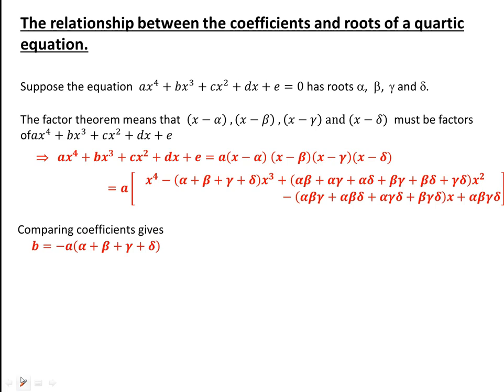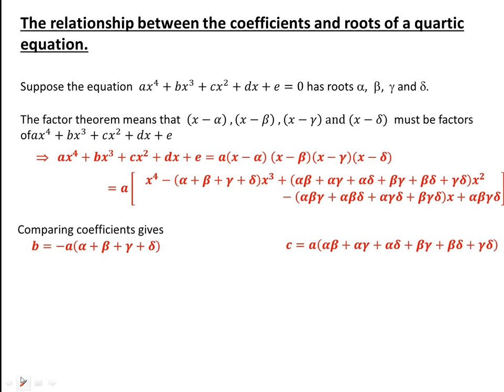On the left hand side I've got c lots of x squared. On the right hand side I've got a times alpha beta plus alpha gamma plus alpha delta plus beta gamma plus beta delta plus gamma delta, lots of x squared. So I've got c equals a times alpha beta plus alpha gamma plus alpha delta plus beta gamma plus beta delta plus gamma delta.